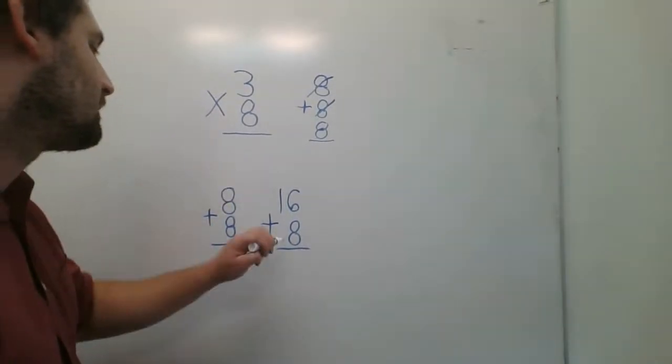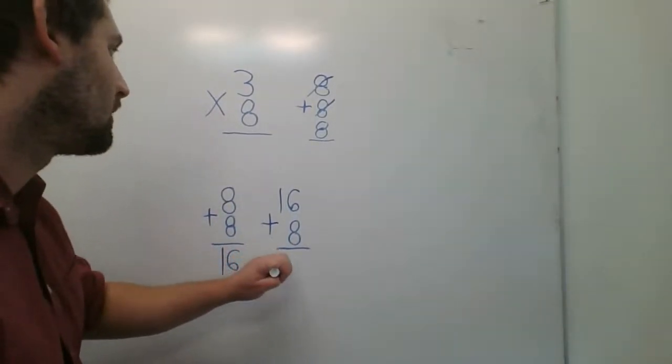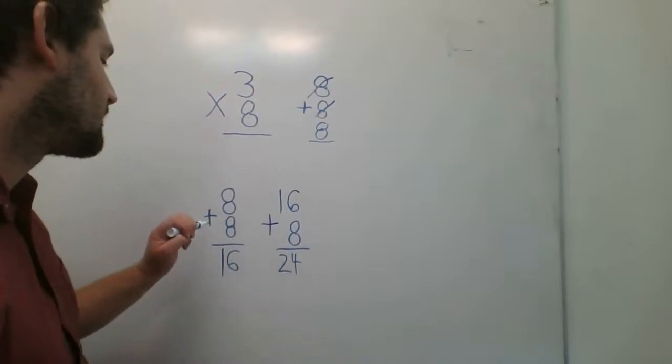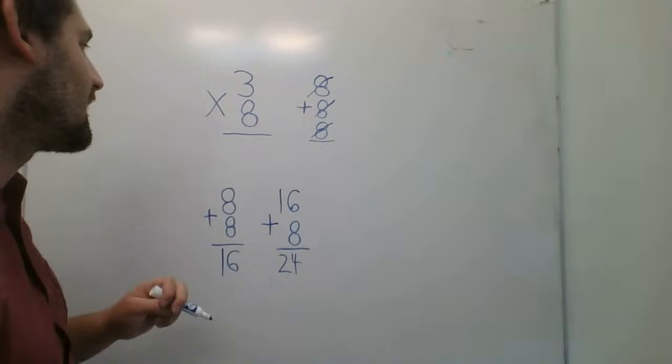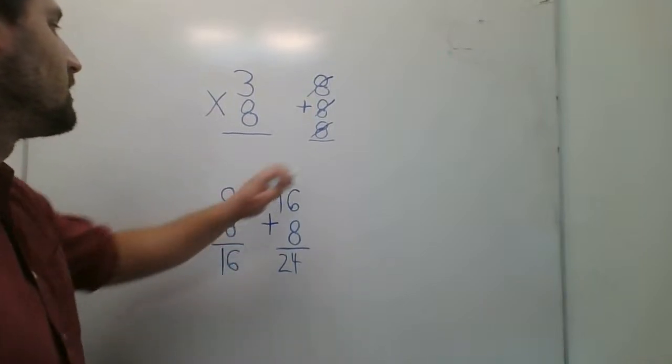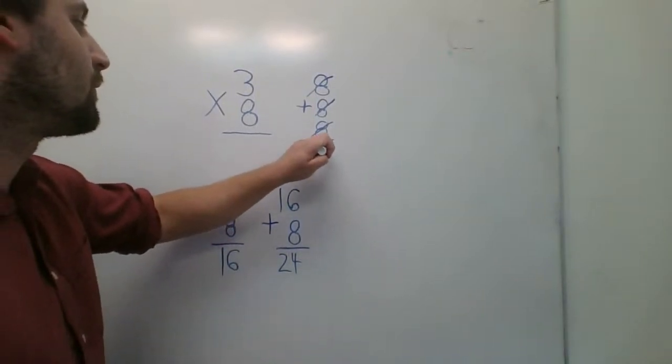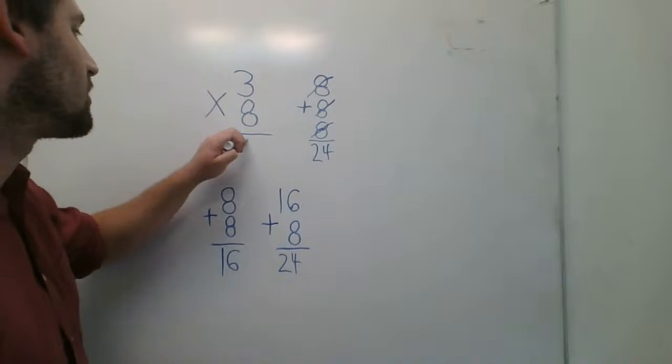So now 16 plus 8 equals 24. So 8 plus 8 equals 16, then I add 16 plus 8 and I get 24. I just added 8 three times. 8 plus 8 plus 8 equals 24. 3 times 8 equals 24.